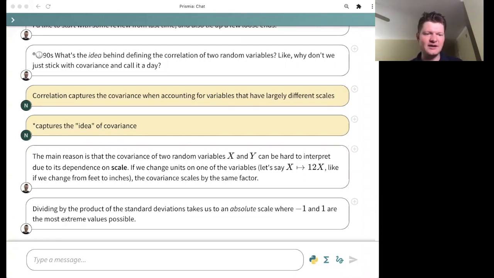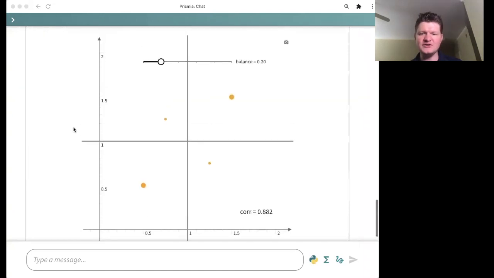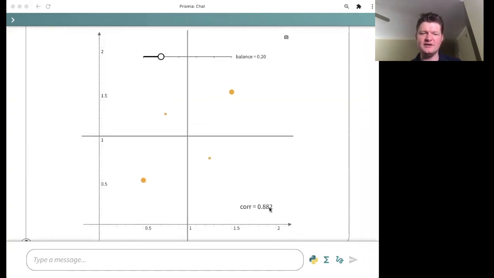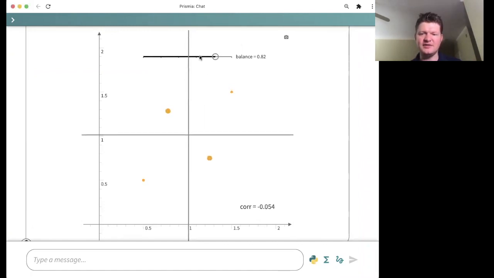So here's a mathlet to help visualize this. This is the same mathlet from last time, except that it registers correlation down here in the corner instead of covariance. So once again, you can move the masses around and you can sort of upset the balance here.